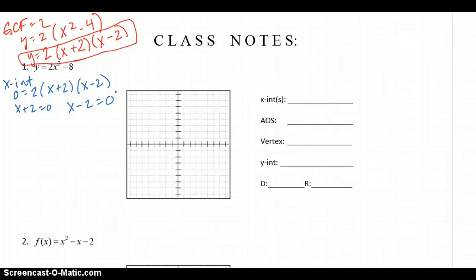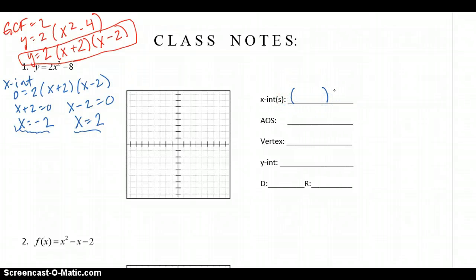x plus 2 equals 0. We'll have to subtract 2 from both sides, so we'll get x equals negative 2. And we have to add 2 to x minus 2, so we'll get x equals positive 2. So those are our 2 x values for the x-intercepts. Are the x-intercepts a point or a line? They're a point, so we want to write them as a point in the coordinates.